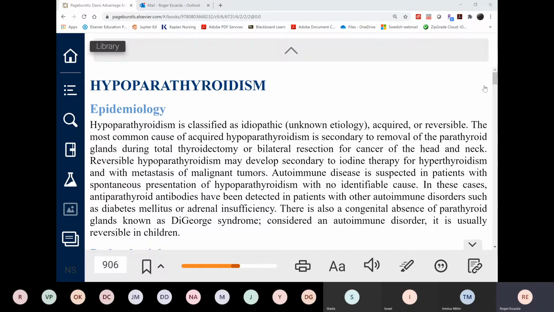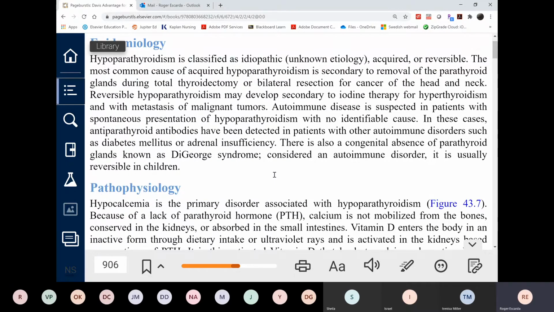So therefore you will have hyper, what did I just say? Okay, anyway, hypoparathyroidism will have hypocalcemia. Hyperparathyroidism will have hypercalcemia. So this should be really fast because that's our only problem. So we only have two things to recognize: what are the signs and symptoms of hypocalcemia, and what are the signs and symptoms of hypercalcemia.